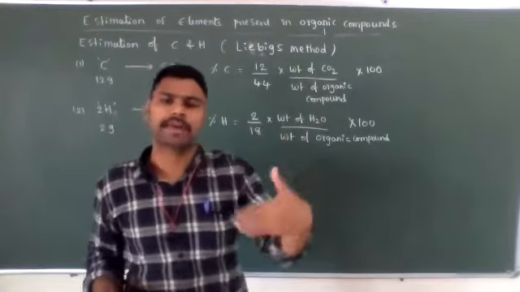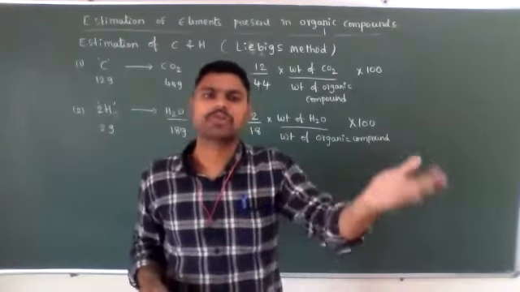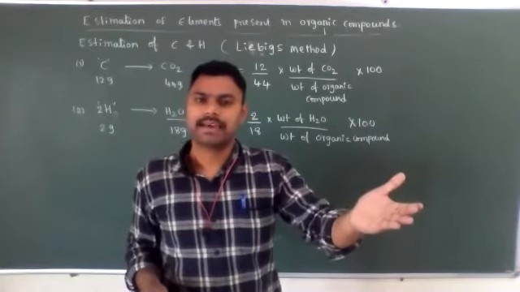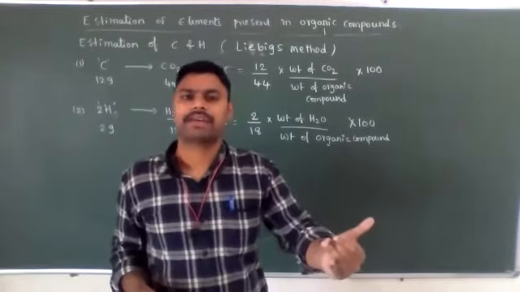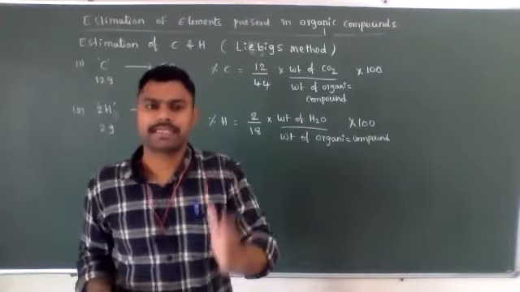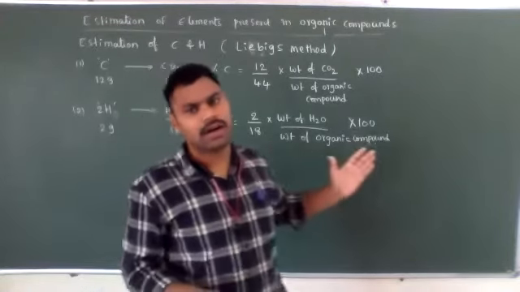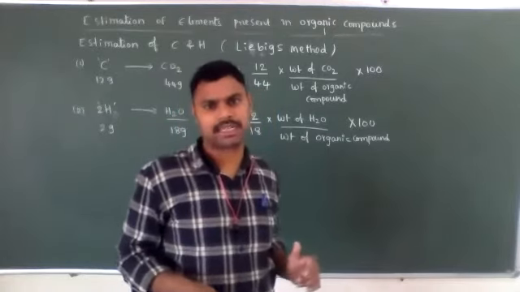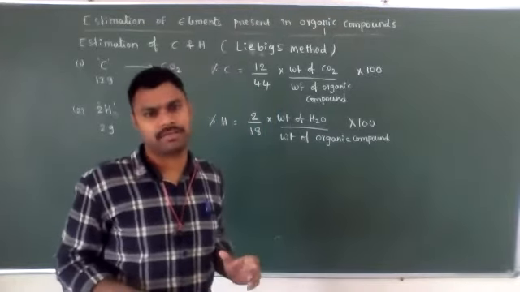After finding the percentage, the next step, as you already know, is percentage by weight divided by gram atomic weight. Then we take the simplest ratio. After that, the simplest ratio is called the empirical formula. The simplest ratio is called the empirical formula we will get.